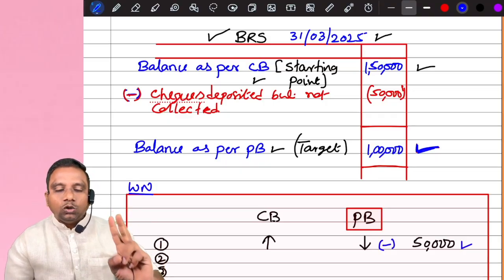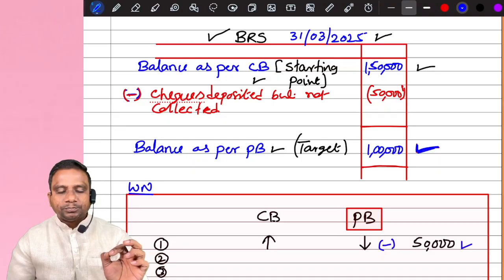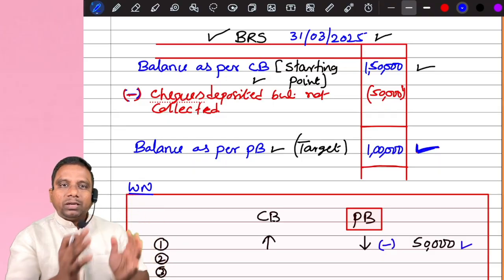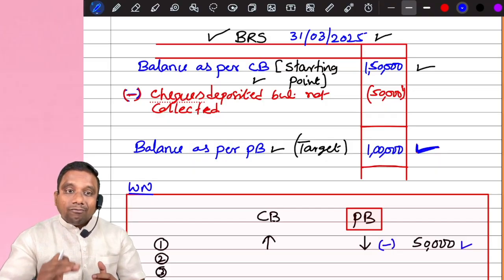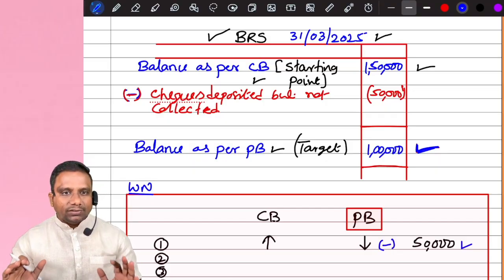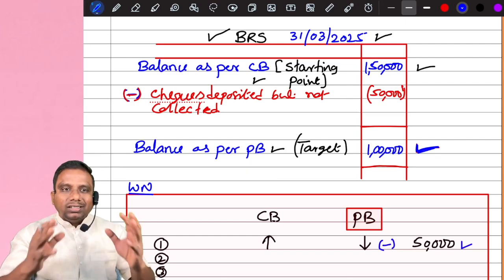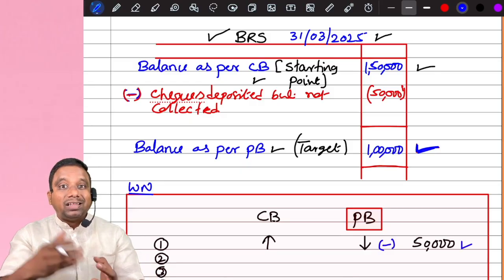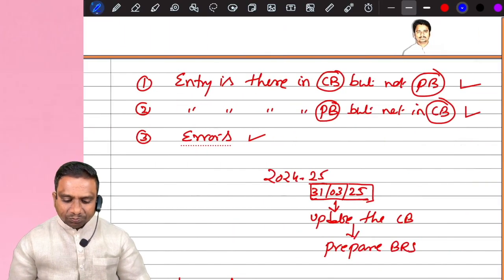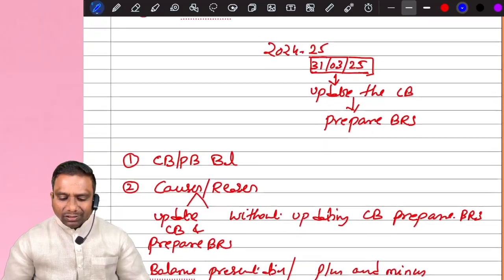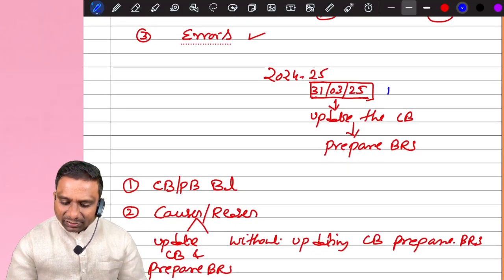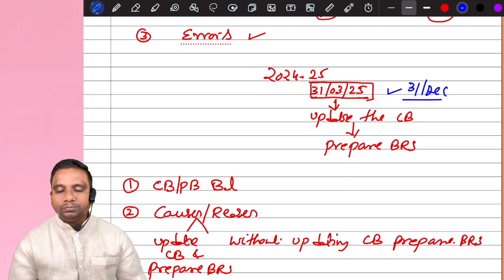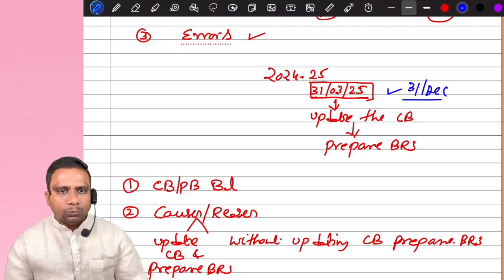I already said we can do two types of problems. One, before updating the cash book, we prepare BRS. Second, after updating the cash book, we prepare BRS. Clear? So during the year, if you are preparing BRS, you have two options. But at the end of the year, how can we check? Simple. Check in the problem whether the given date is 31st March, or sometimes 31st December also they give you.